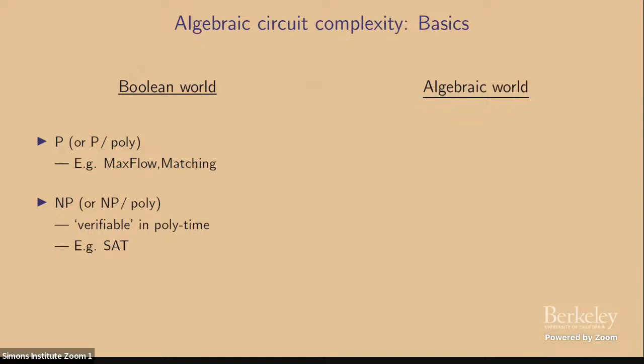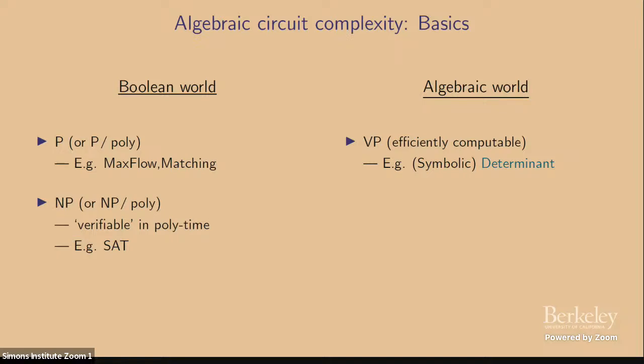Okay, so some basic interesting classes and questions in algebraic complexity. So let's have some counterparts to the Boolean world. Okay, so just like we have P or P/poly in the Boolean world, we have VP, which is the class of efficiently computable polynomial families, or just polynomials. And a good example to keep in mind is the determinant. It's not known to be complete in some good sense, but yeah, it's a good candidate to keep in mind.